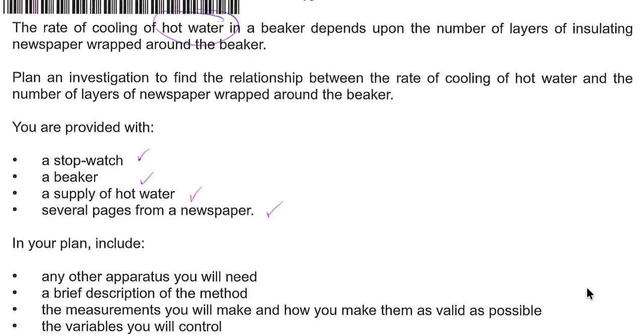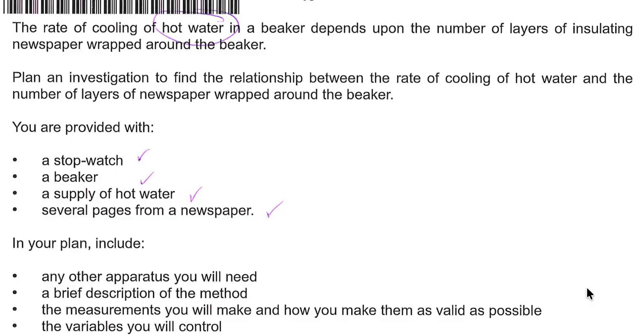You just need to make sure that you're including lots of things. So we're told here. Let's just have a look at this, and we'll go from there. We're told here that we've got the rate of cooling, and it's going to depend on the number of layers of newspaper wrapped around a beaker. Good start. We're going to plan an investigation to find that relationship.